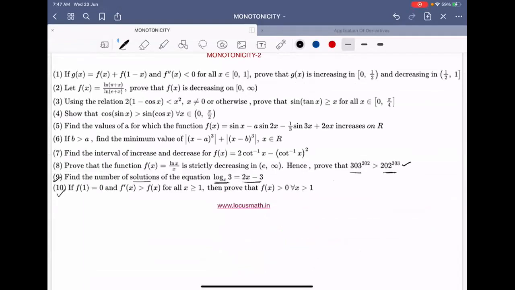Different question. So if f of 1 equals 0 and f dash x is greater than f of x for all x greater than or equal to 1, then prove that f of x is greater than 0 for every x greater than 1. So this condition is given. Therefore, you take this one: f dash x is greater than f of x for all x greater than or equal to 1.